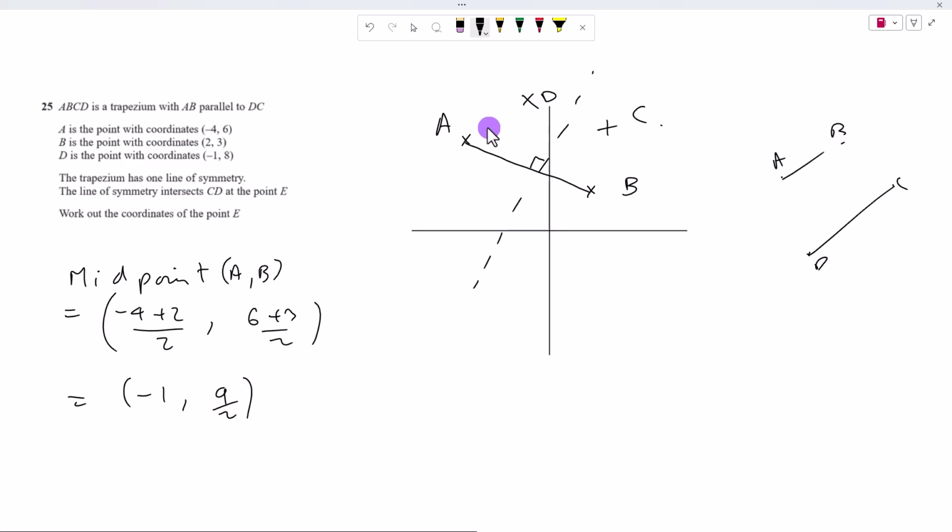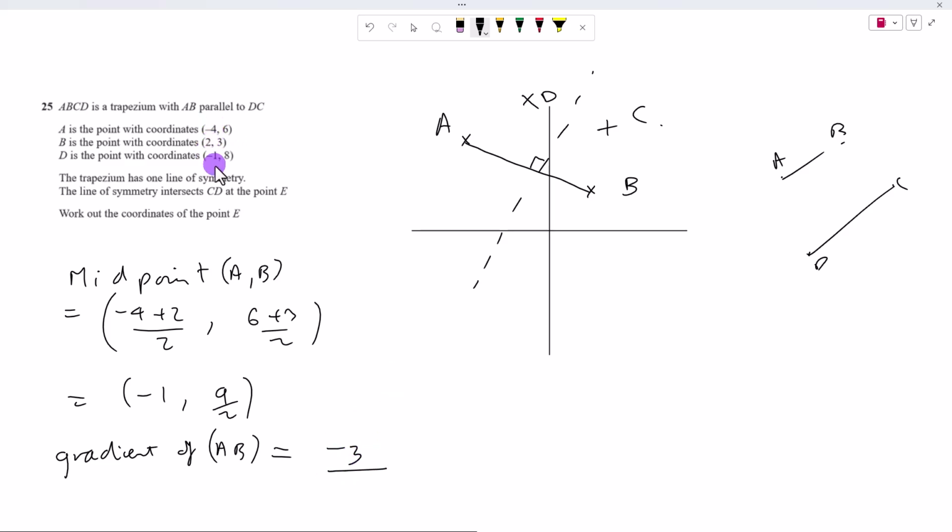So we can also find the gradient of AB, and then we can find the perpendicular gradient of this. So the gradient of AB will equal the change in y. So the change in y from A to B for the y's is going to be minus 3.